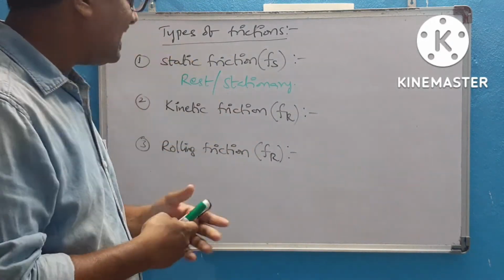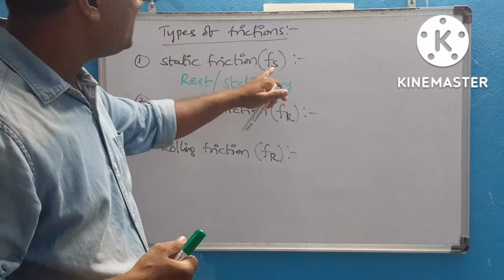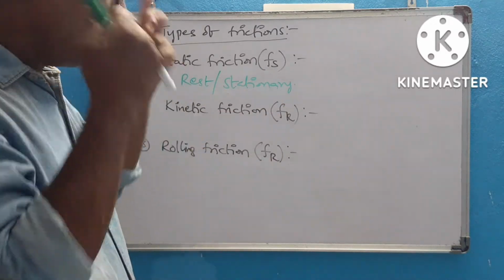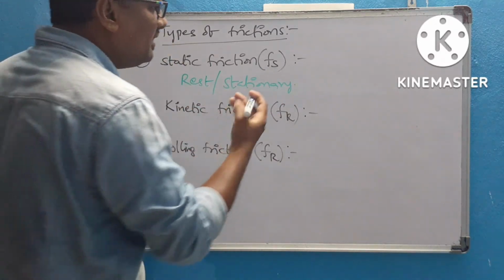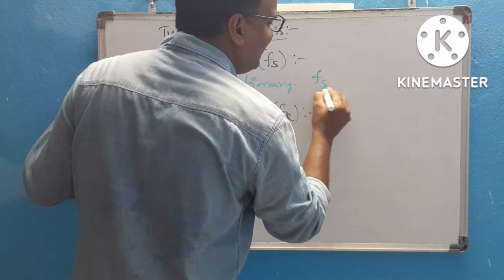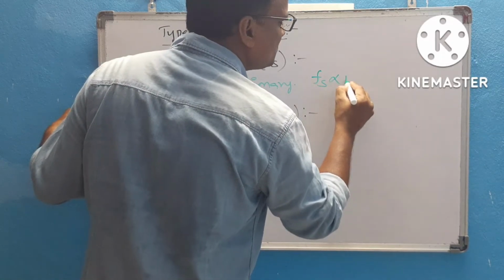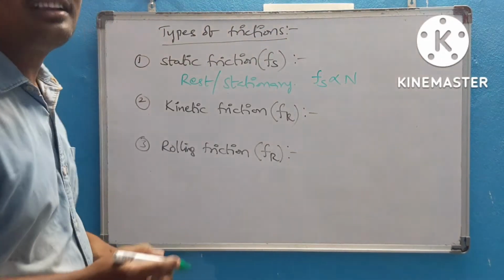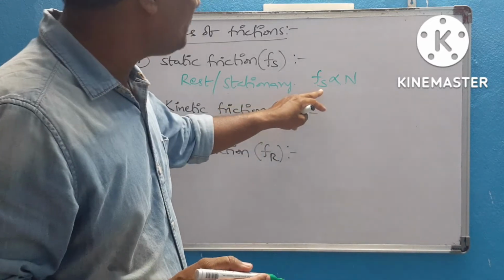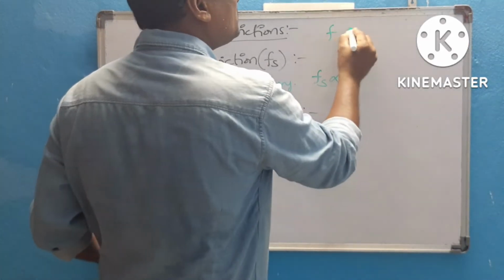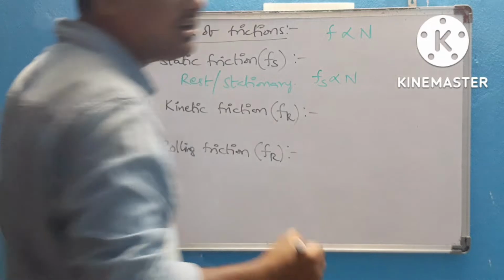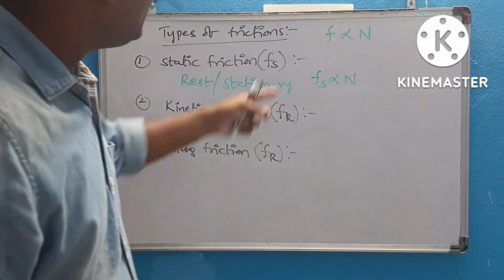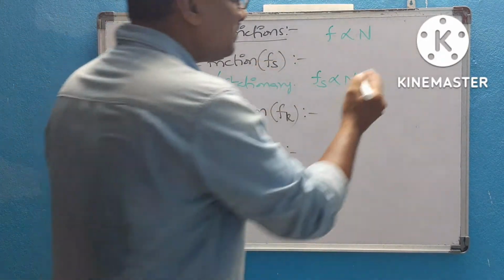Static friction is denoted by the letter Fs. Here Fs is directly proportional to the normal reaction force. Generally the frictional force is always directly proportional to the normal reaction force. So what is the normal reaction force?